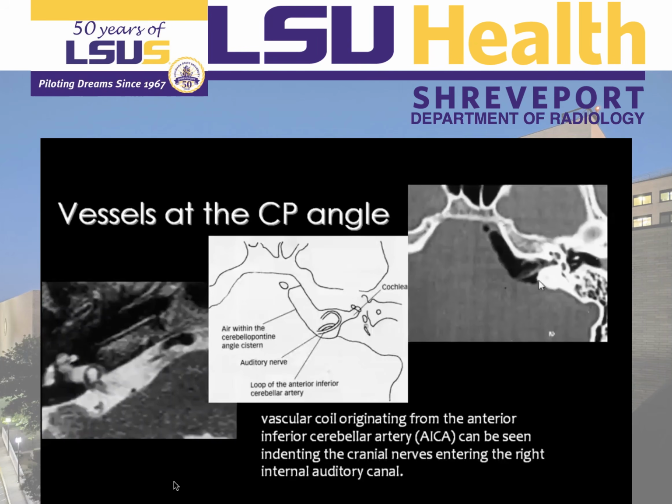If somebody asks you which is the vessel that is usually at the CP angle, you're going to answer that is the AICA, the anterior inferior cerebellar artery. Sometimes they ask you that.